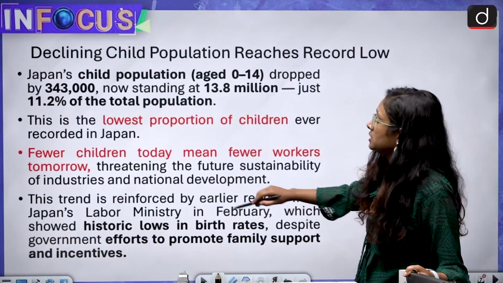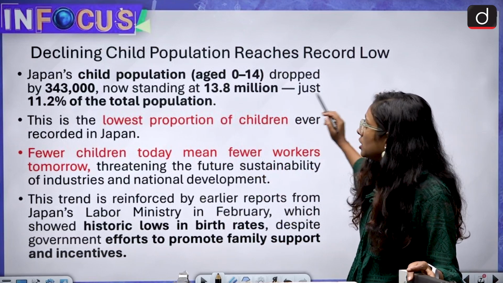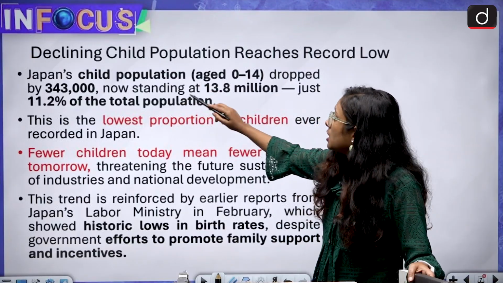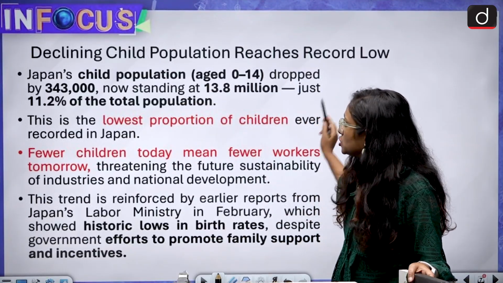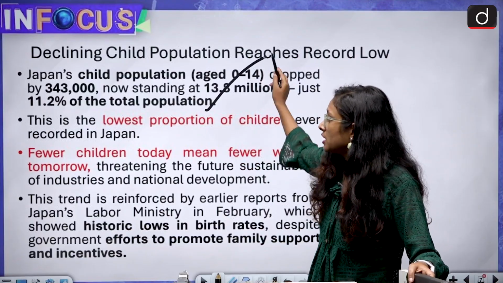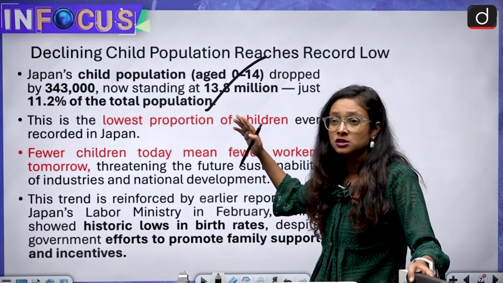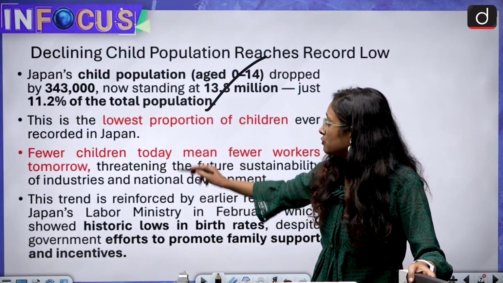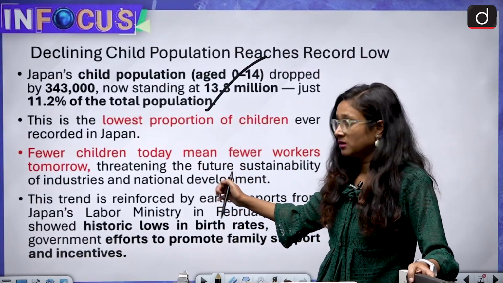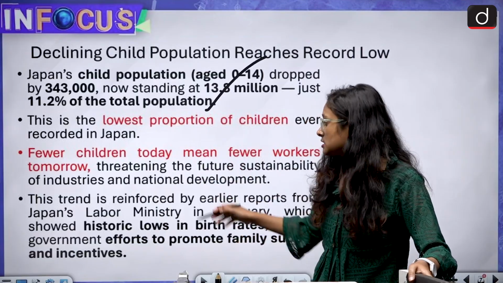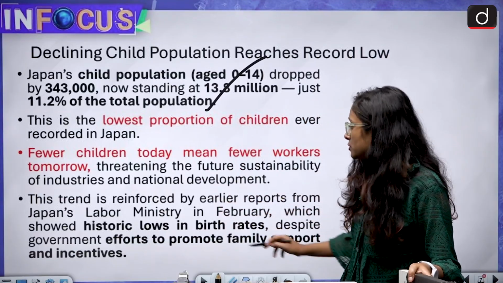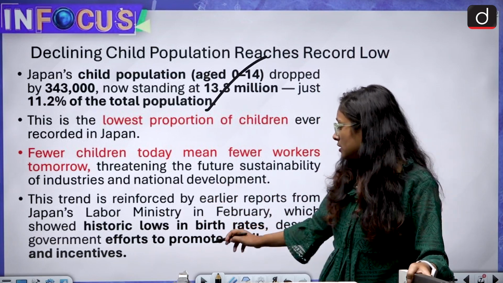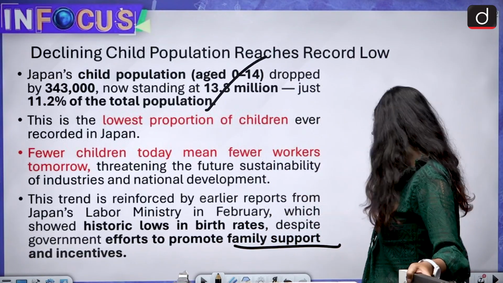Then here we see that the declining child population has reached a record low. Japan's child population, ages 0 to 14, dropped by 343,000, now standing at 13.8 million, just 11.2% of the total population. And this is a matter of concern, because if children are not born, then who will become young? Fewer children today means fewer workforce tomorrow, and that's why this is a matter of concern. This trend is reinforced by earlier reports from Japan's Labor Ministry, which showed historic lows in birth rates despite government efforts to promote family support and incentives.